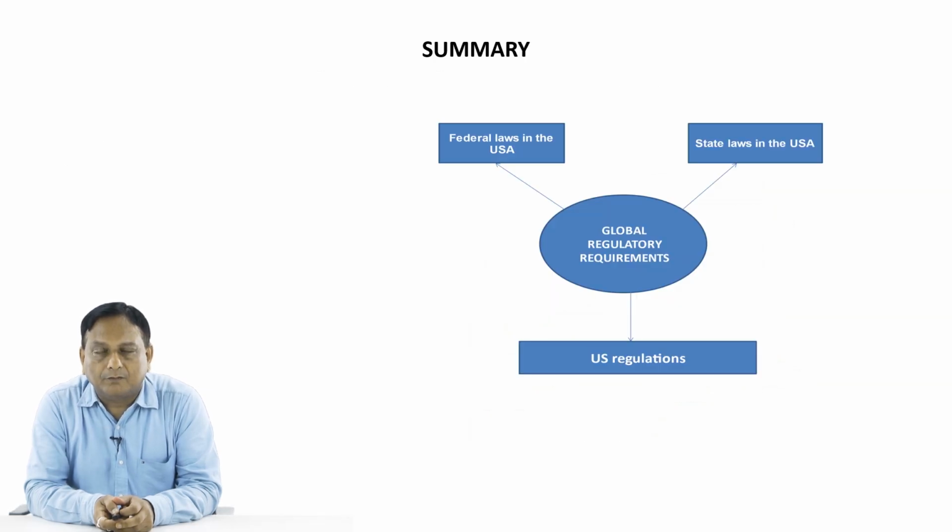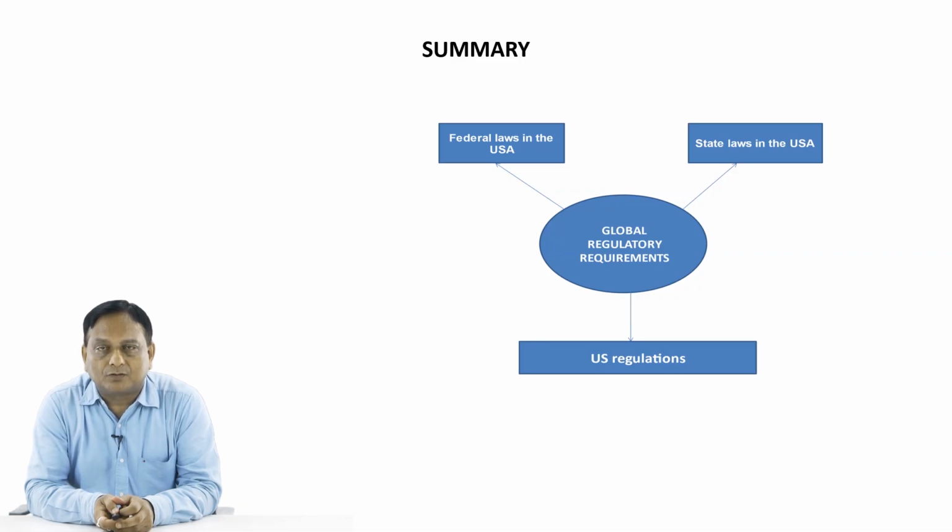So, what is the summary of today's lesson on global regulations? When you are talking about US regulations, in this lesson we have seen the federal laws in the US and also the state laws. Federal laws like CPSIA and CPSA, and then state laws such as California Prop 65, green chemistry, and the Illinois Lead Poisoning Prevention Act. These are the different United States regulations covered under the hazardous product category.